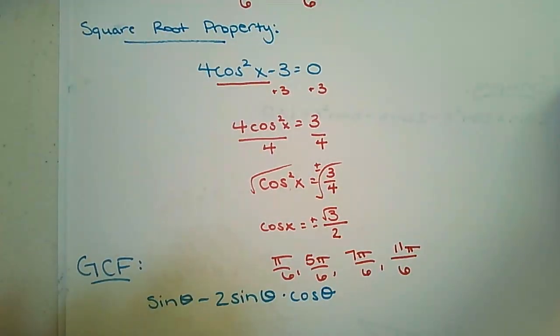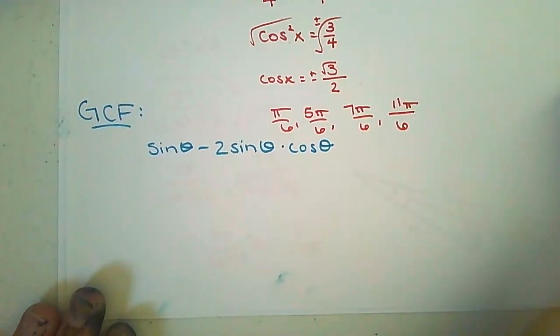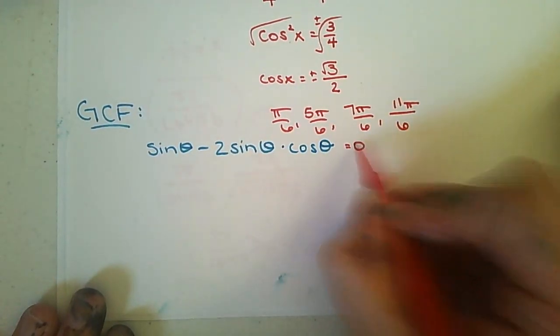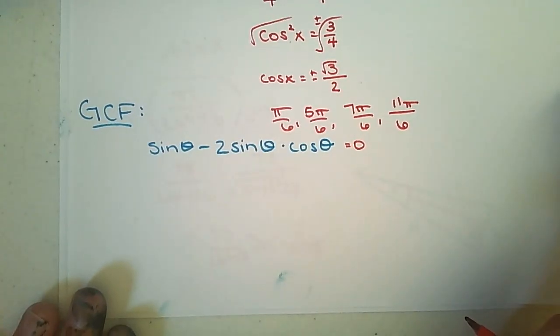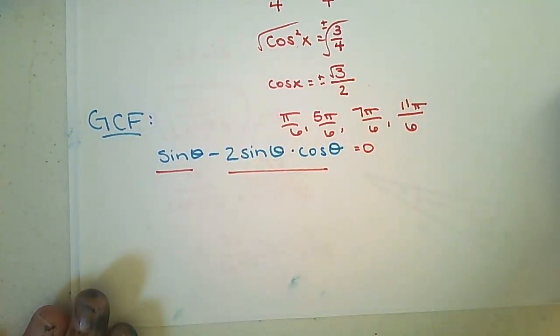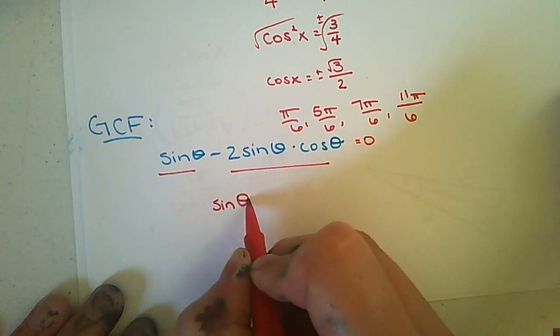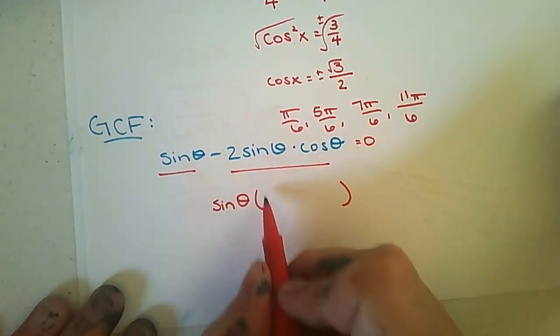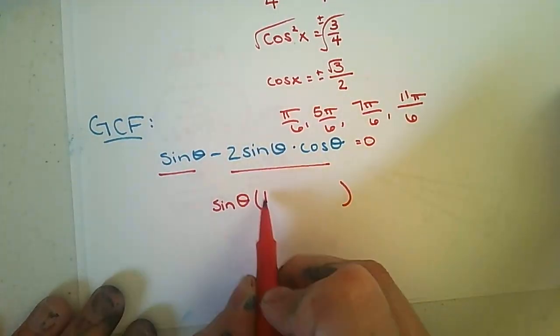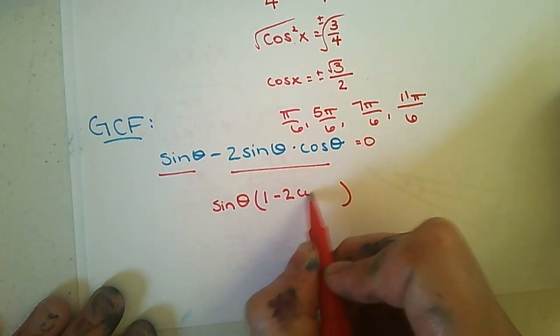All right, the next one is using our greatest common factor strategy. So we have sine minus 2 sine times cosine. If you notice, I have two terms here, and each of those terms has a sine in it. So I'm going to factor out that sine as a GCF. When I factor that out, I'm going to have a 1 left, since sine times 1 is sine. And over here, I'm going to have a -2 cosine left.